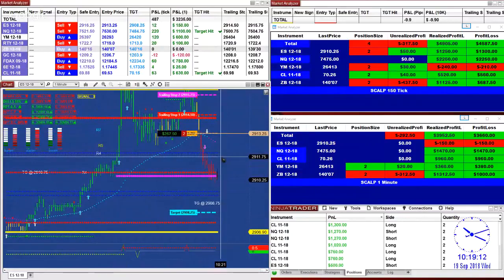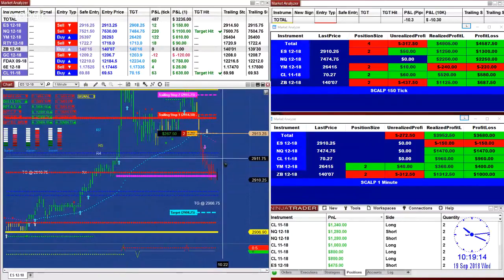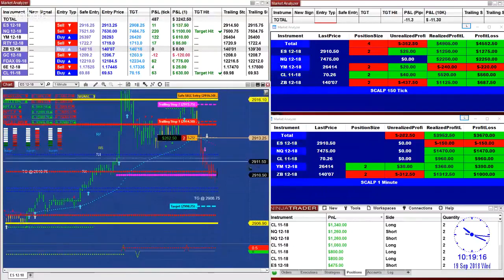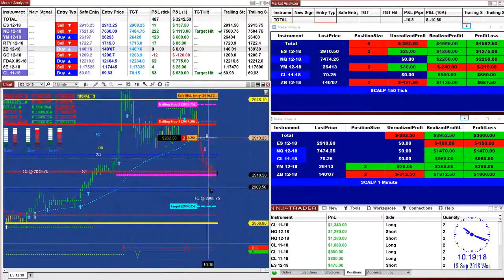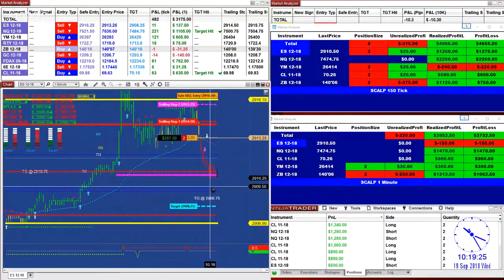So this is actually a re-entry point. Don't worry about this. I don't want to complicate things. I'm trying to keep it as simple as I can. And at 909.50, we have a little struggling, a little turbulence in that area on the ES.